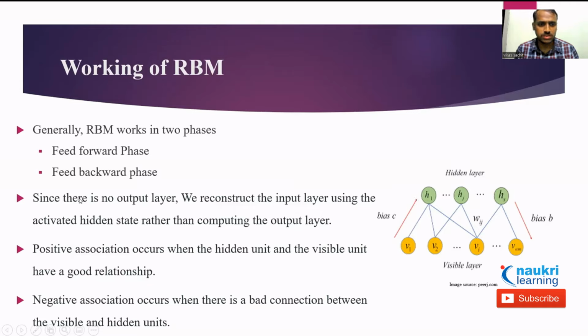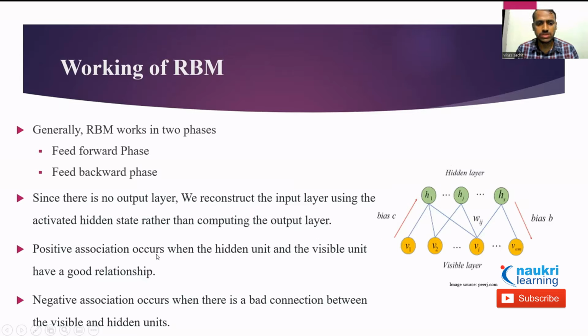Since there is no output layer, we reconstruct the input layer using the activated hidden state rather than computing the output layer. If you know about deep learning, there will be an output layer. Whatever comes here, the next layer is the output layer, and the result is probabilistic in nature, and output will come here. But in RBM, the output layer is not there, so we will give the output based on the visible layer only.